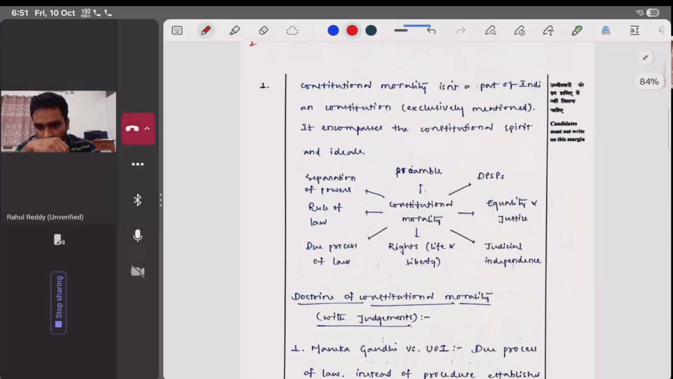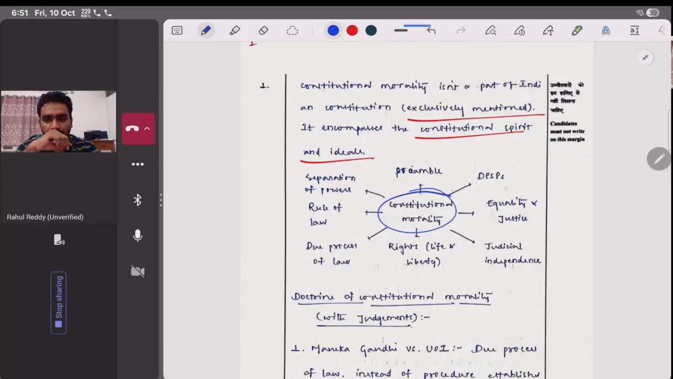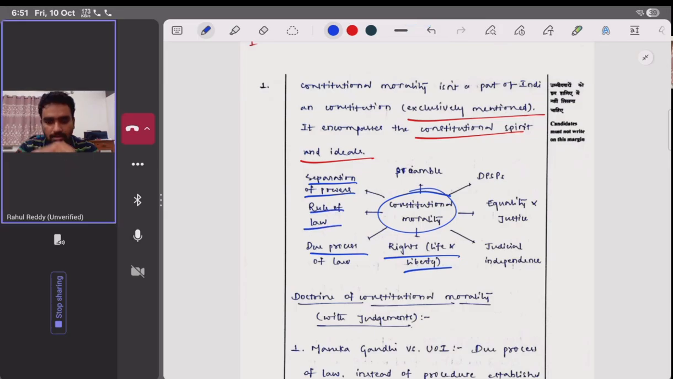So constitutional morality isn't exclusively mentioned in the Indian Constitution. It encompasses the constitutional spirit and ideas. Then constitutional morality: preamble, DPSP, equality, justice, judicial independence, rights, liberty, due process of law, separation of power, rule of law.